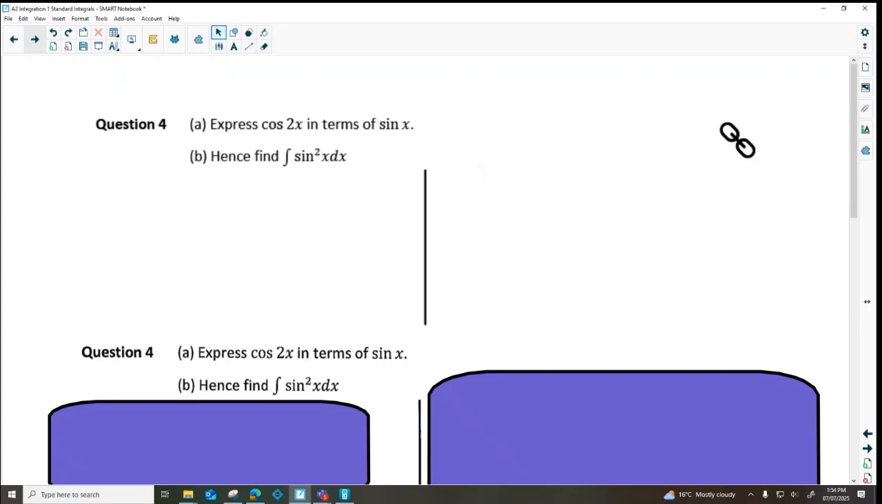So question 4 is actually a trig integral one, which is a little bit easier than the three previous questions. Express cos 2x in terms of sine x, hence find the integral of sine squared x. Pause the video, have a go at it, then I will go through the answer to question 4.